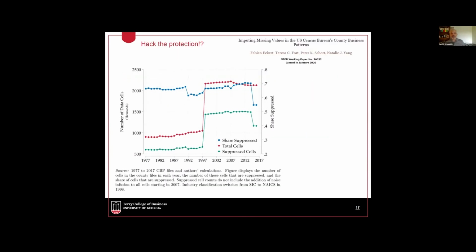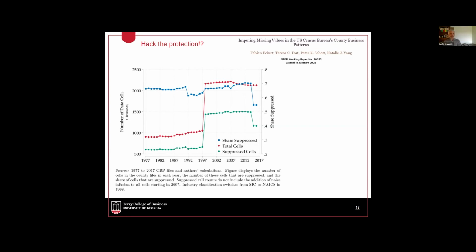There's a very interesting 2020 NBER working paper by Eckert, Fort, Schott, and Yang, where essentially they use commercial-grade linear solvers to take all of the restrictions implied in the County Business Patterns and use that information to try to reverse engineer what the suppressed values in the County Business Patterns were. I think this is a very interesting approach, and I'm very curious about exactly how effective it is. I don't actually know, but one suspects that it could be.